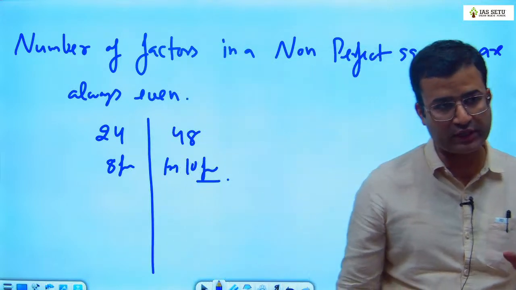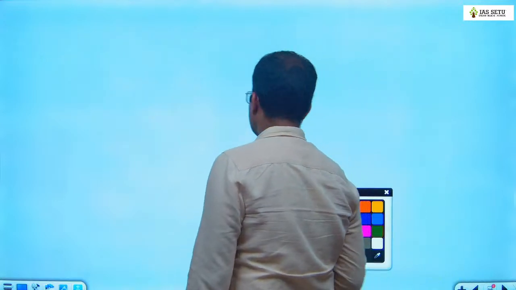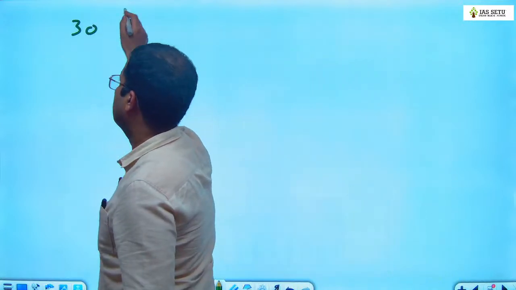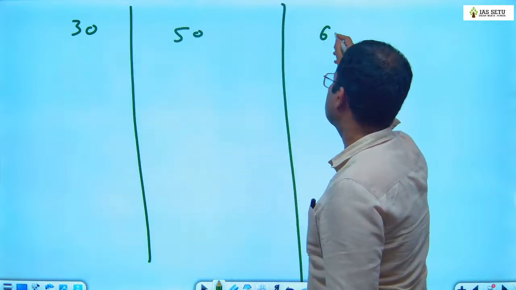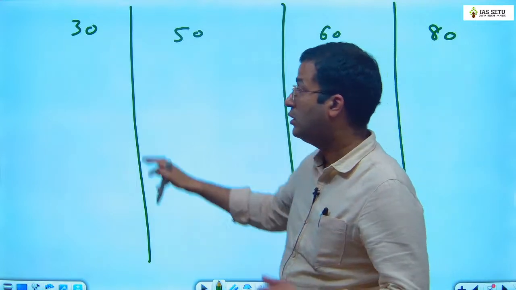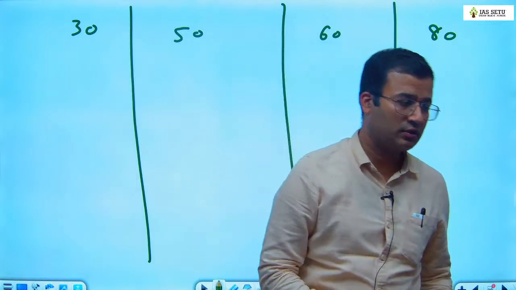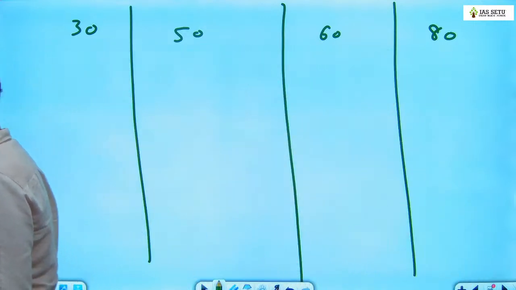We will check four examples. आप try करो. Find factors of 30, factors of 50, factors of 60, factors of 80.